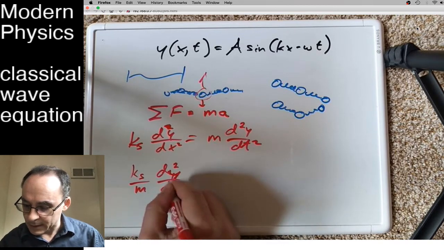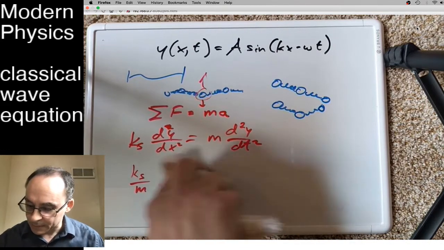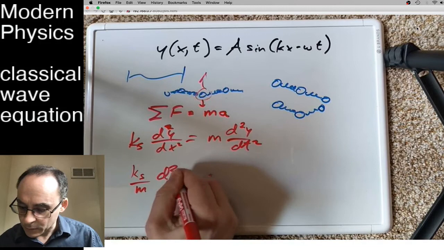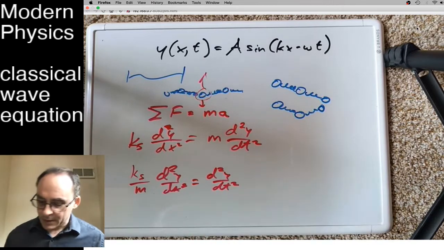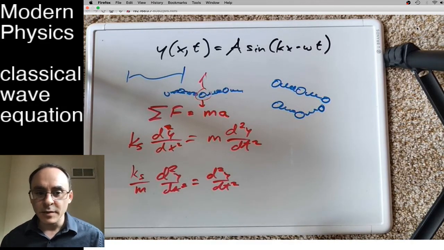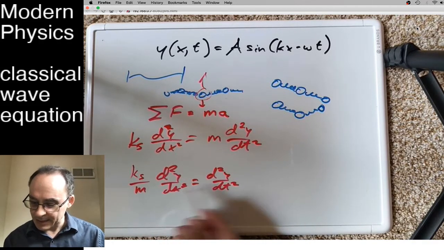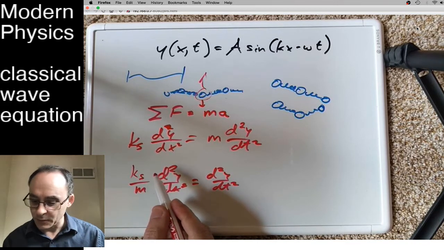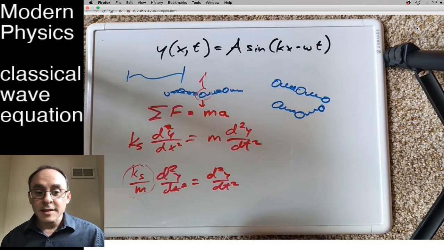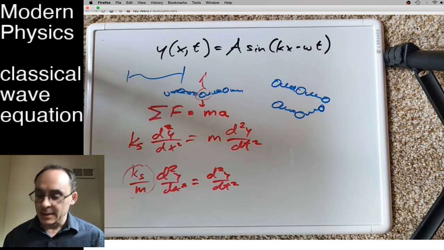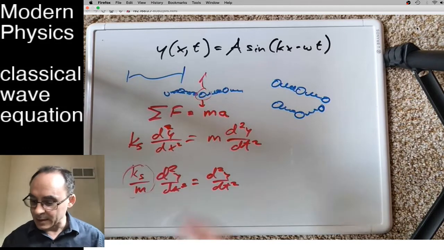Let me clean this up a bit. The second derivative of y with respect to x equals the second derivative of y with respect to t, with something like a spring constant over something like a mass in front. What are the units there? Well, y has the same units on both sides. The difference is the x and the t. So you can convince yourself that this combination has to have units of distance squared over time squared, or a velocity squared. And in fact, that velocity is the sound speed of the wave. It's the speed that the wave propagates.